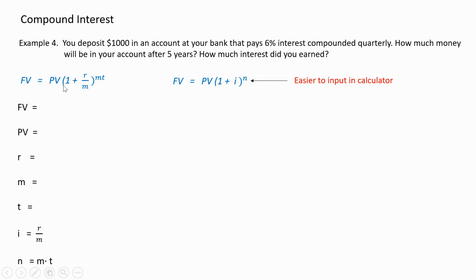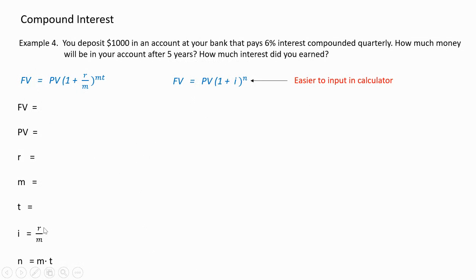Now, I'm going to put every variable that's here: my FV, my PV, my R, my M, and my T. And then my I, which is here, is equal to R divided by M. And my N is equal to M times T. It's easier to do it this way because once you get the R divided by M, you plug it in here, and that's it.